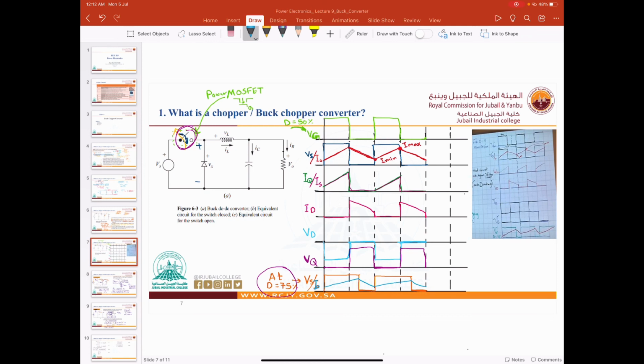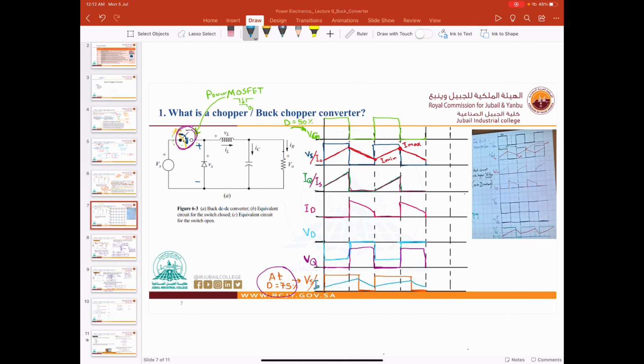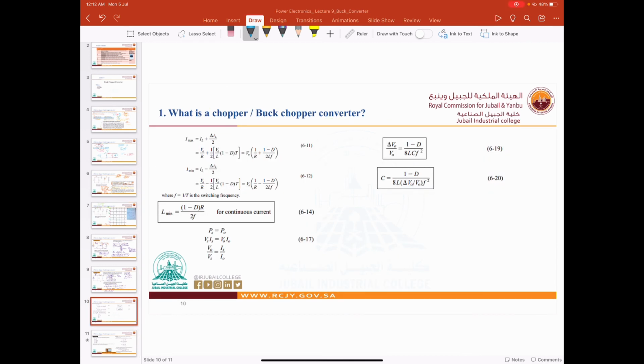Okay, so this is the concept for the buck chopper. I hope that you understand. Let's go to the formulas. These formulas are needed for the exam, ya shabab. You can find them in your textbook. So I brought all the equations that you need for your calculations here. This is when you need I maximum. This is when you need I minimum, as I explained.